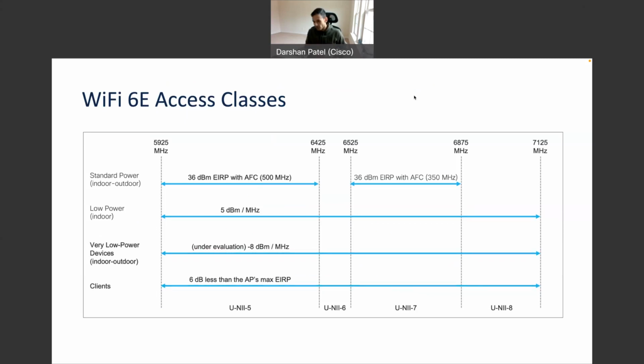And we will talk about power spectral density and how it helps us have more channel width, and how our client is always going to be 6 dB less. So our clients are always going to have 6 dB less than the AP's max EIRP. Very low power devices are under evaluation.